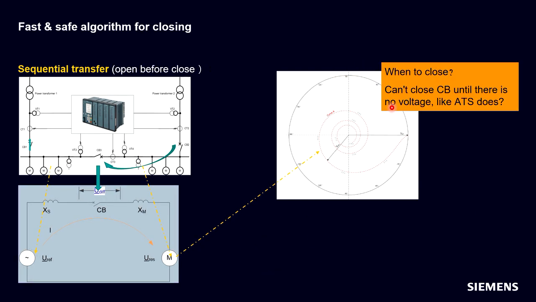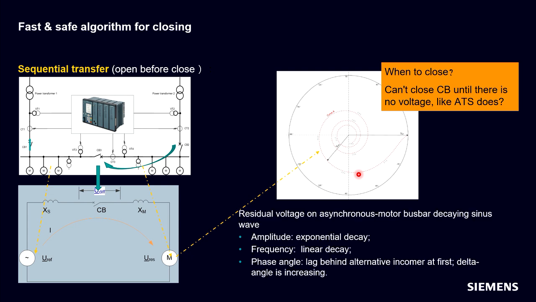When we come to the next, that means when we close the breaker, we can close the breaker not at any time. We have a small window where we can close the breaker in a fast mode or in a fast time. After the voltage is going under 70% on the motor bus, we have no chance to close anymore in fast time. So we have to wait until there's no voltage on the motor bus. And this is like an ATS is doing a transfer.